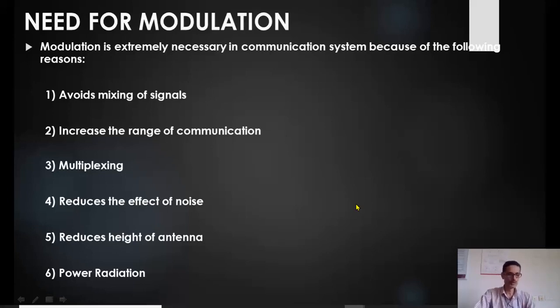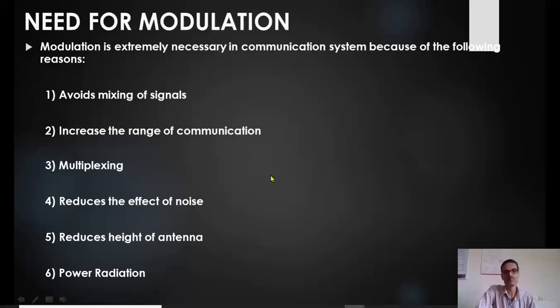Now these are the few points which I have listed over here. Why do we need modulation? It avoids mixing of signals. One of the important advantages of using modulation. It actually increases the range of the communication. Multiplexing of signals is possible. It actually reduces the effect of noise, reduces the height of the antenna required. We will see one by one now. And power radiation. We can radiate the signal to a long distance. These are all the advantages of using modulation. Now we will see one by one.